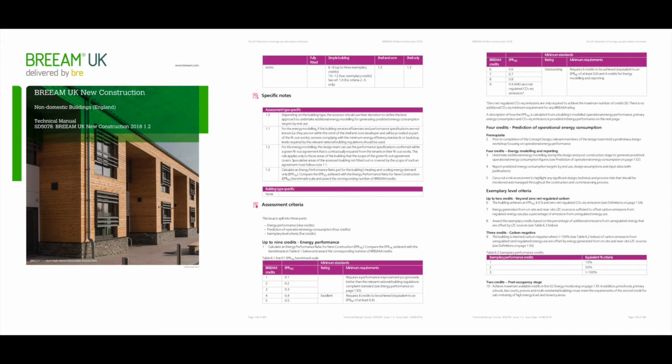In addition, for the reduction of energy use and carbon emissions, the building can get up to 9 credits for energy performance and up to 4 credits for prediction of operational energy consumption using energy modeling. Given the process undertaken in this exercise, this building should get a minimum of 3 credits with the ability to reach up to 9 credits.